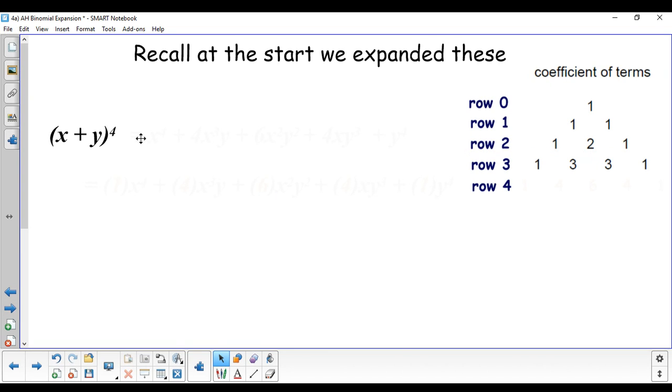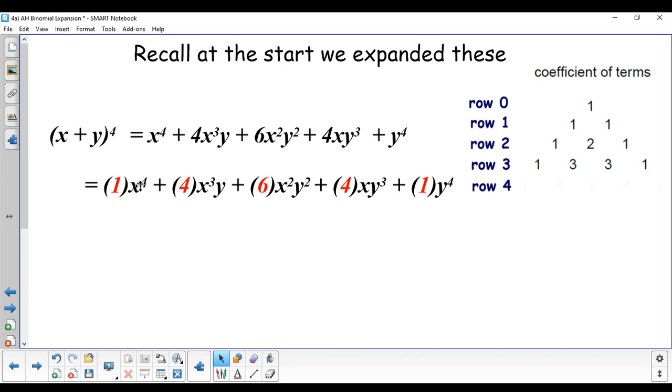X plus y to the 4, we've already got the expansion answer for it, and I'll just show you here. The coefficients are 1, 4, 6, 4, and 1. Well, let's have a look at your Pascal's triangle. You know that the 1 and the 1 make 2, and the 1 and the 2 make 3. So let's look at the 4th row. 1 and 3 make 4. Remember, the first term's always 1, the last term's always 1. 1 and 3 make 4, 3 and 3 make 6, 1 and 3 make 4. Look, it's the same numbers. So there's a connection there.